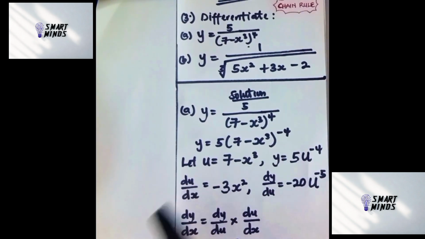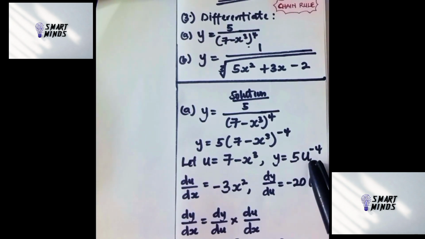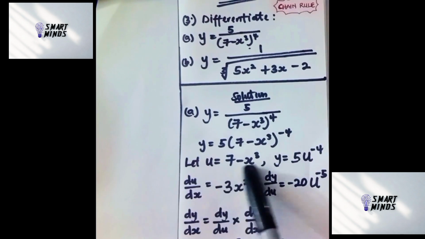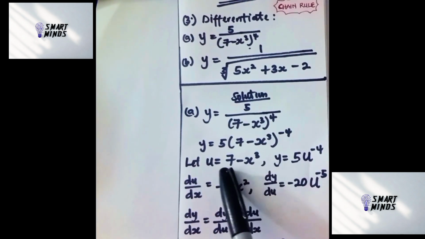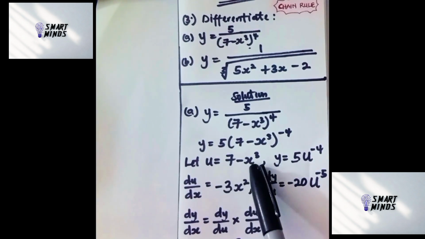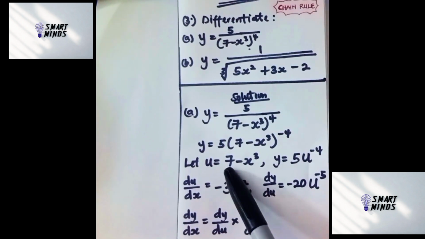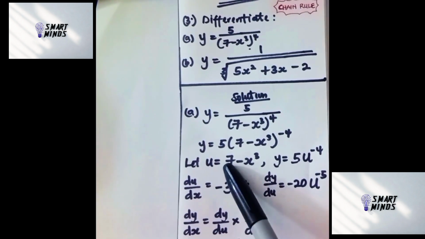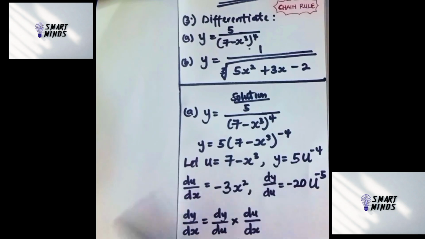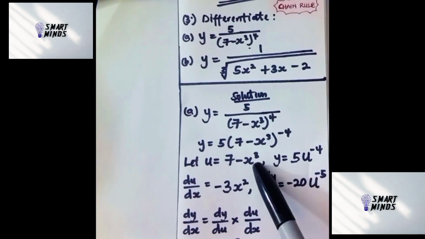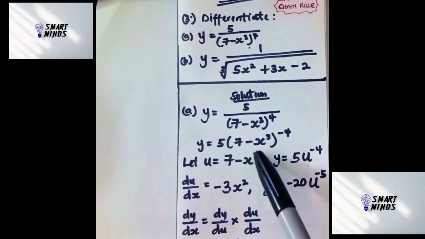So let's differentiate u with respect to x. Now when you differentiate u with respect to x, this is u, right? So wherever you have anything related to x, you use the general formula. All right, so 7 does not have x, so it is a constant and it becomes 0. So 7 leaves this expression. So let's focus on negative x raised to power 3.